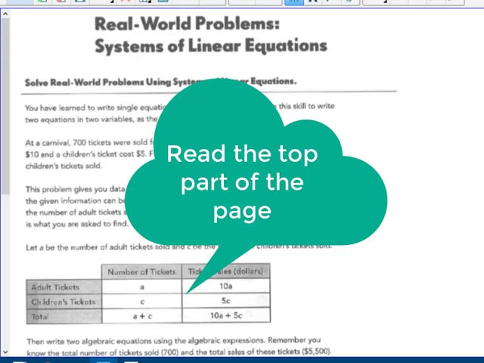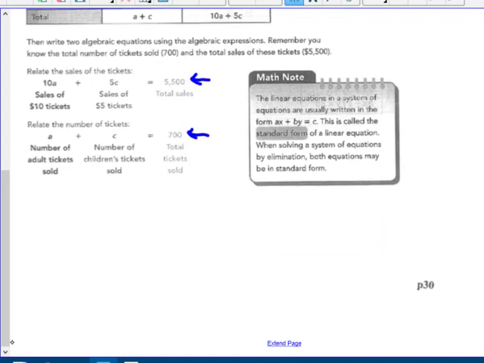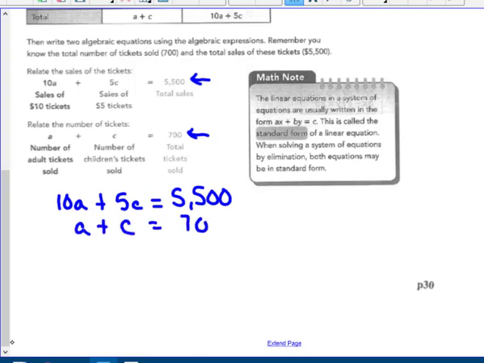Real-world problems, systems of linear equations. This is 5.3 in your 8th grade textbook. In fact, this is page 210 if you're interested, so you can follow along in the book if you want to. So 10a's, you've got a little space down here at the bottom, plus 5c's equals 5,500. And a plus c equals 700.